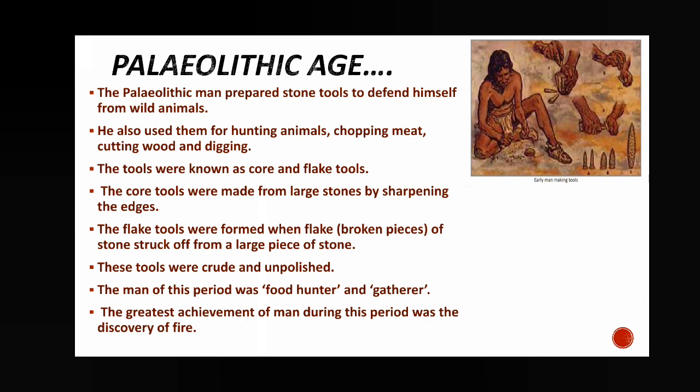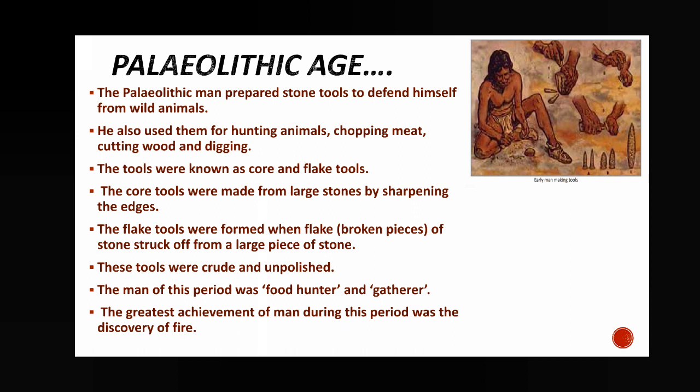The Paleolithic man prepared stone tools, because as I have already told you, the Paleolithic Age is also a Stone Age, and Stone Age means stone tools were used. Why were they using them? To defend themselves from wild animals. Next, the Paleolithic man also used the stone tools for hunting animals, chopping meat, cutting wood and digging.